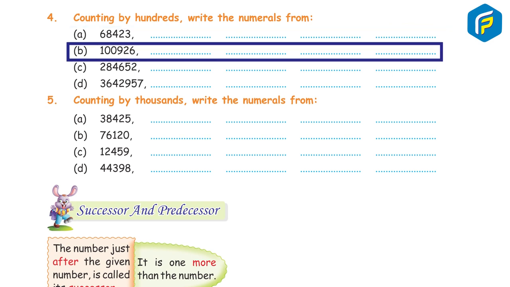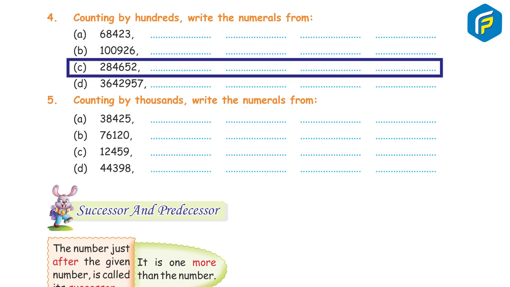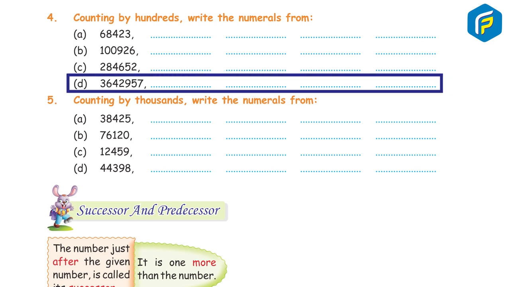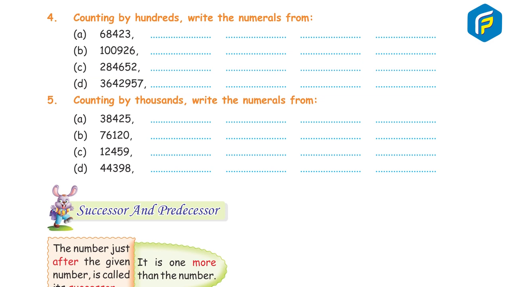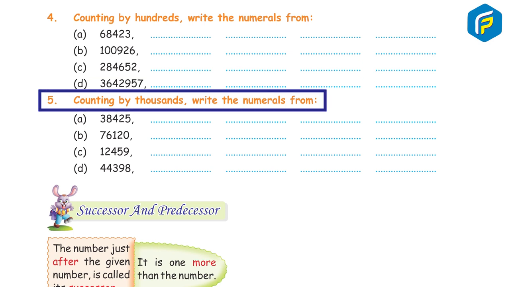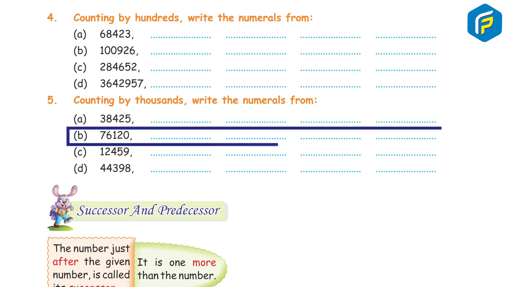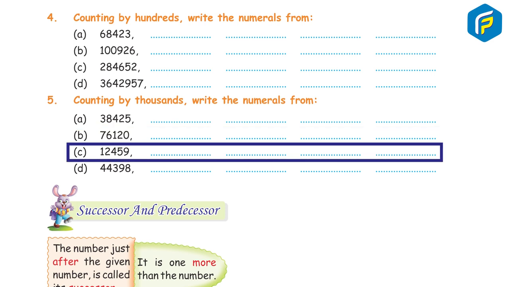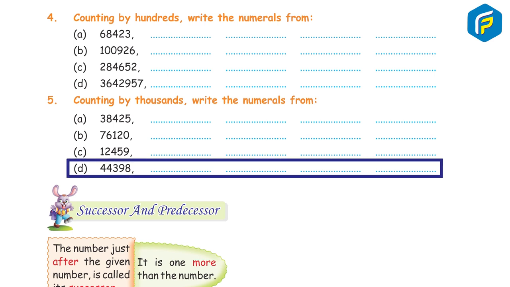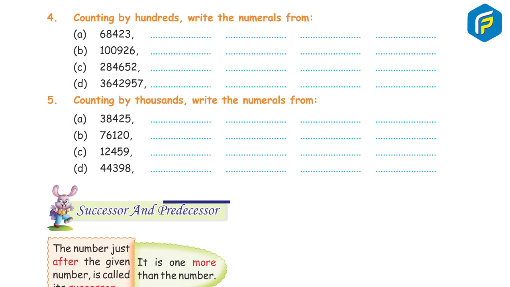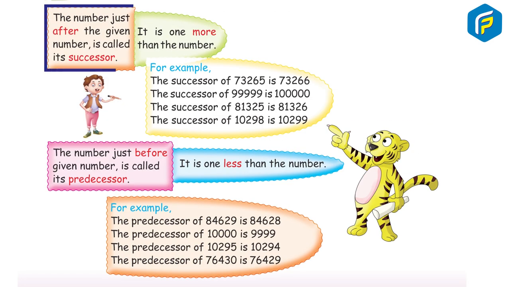4. Counting by hundreds, write the numerals from A, 68,423. B, 10,926. C, 28,40,000. D, 4652. E, 36,042,957. 5. Counting by thousands, write the numerals from A, 38,425. B, 76,120. C, 12,459. D, 44,398.